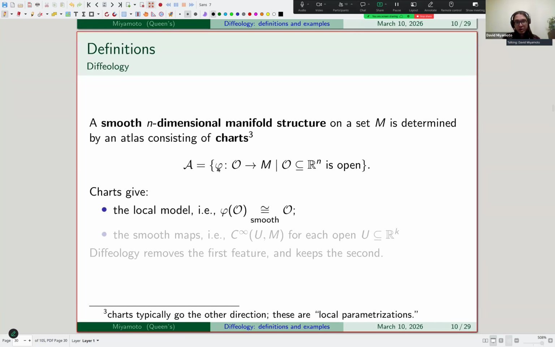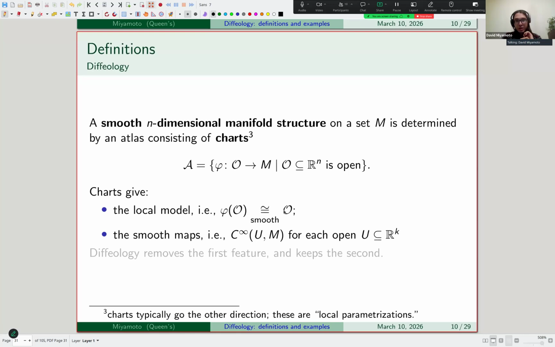And so the charts are giving the local model. So the image of a chart is identified with its domain. And we say that's what we mean by locally Euclidean. But they also give us, incidentally, the smooth maps into the manifold. So the charts let us talk about the smooth curves, smooth homotopies between curves, maps from R3 into M, etc.